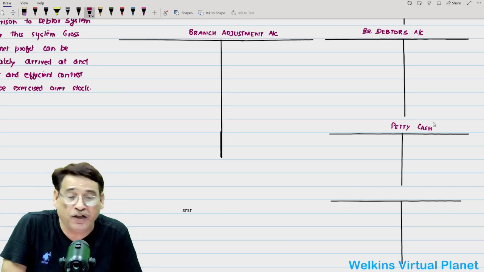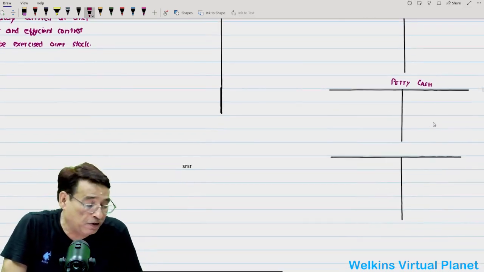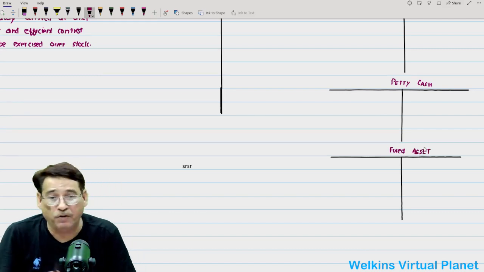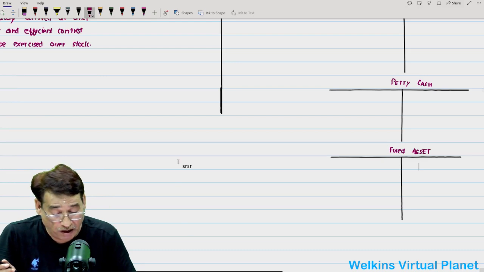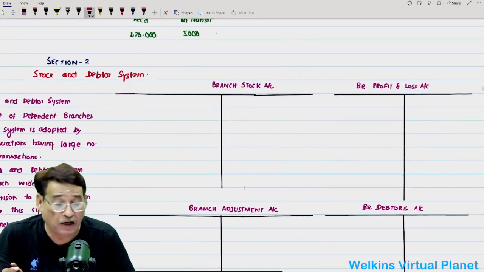And secondly, if there is some information, let us say some opening balance of building, furniture, etc., then you will have to prepare such accounts. So I'm simply writing fixed asset account. Is it clear to you? So these four accounts, and then some accounts which otherwise we would need, we would prepare. Otherwise, there is no particular need to prepare the same. Correct? Now the next question is how to prepare these accounts.